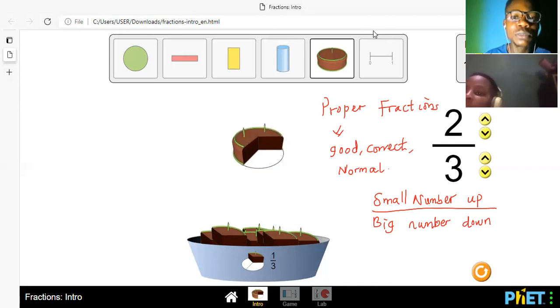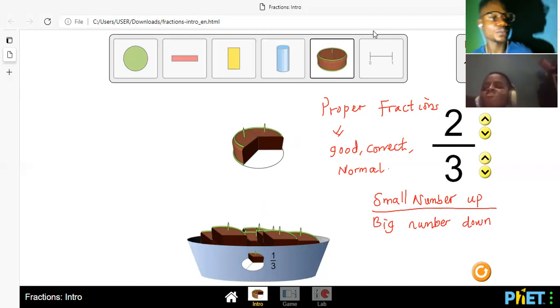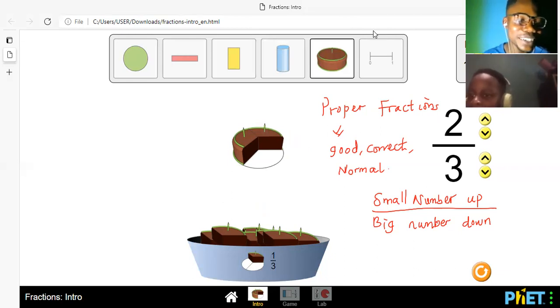Ella takes 1, but we did not give Okpe. So it is 2 out of 3 that we gave. Okay? So now let me ask you a question. Is this one a proper fraction or an improper fraction? Proper. Proper, good. You can see.